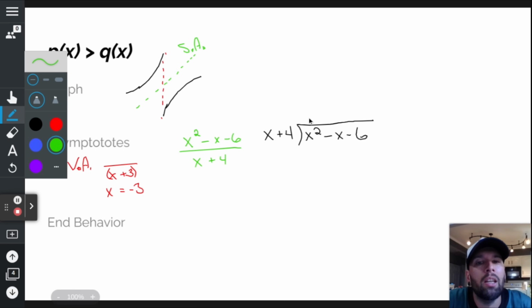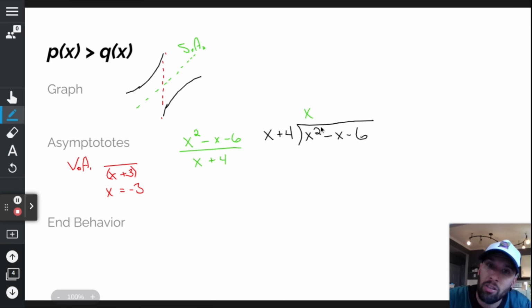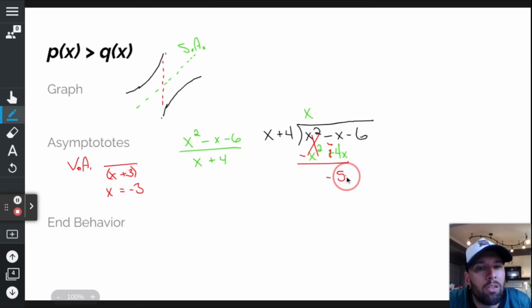X times what is x squared? X times x is x squared. Put an x up there. Now we take that x and multiply it by the divisor: x times x is x squared, x times positive 4 is plus 4x. Then we subtract the entire row. X squared cancels out, negative x minus 4x is negative 5x. Drop down the negative 6.